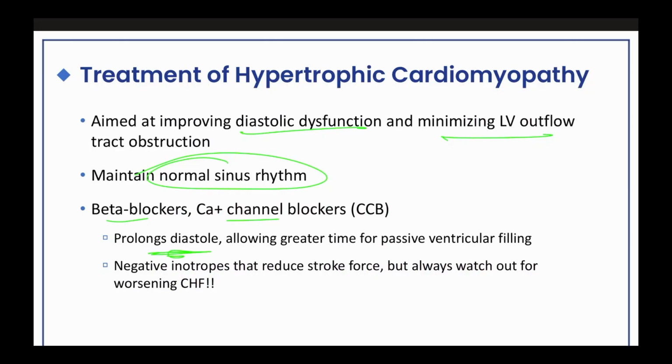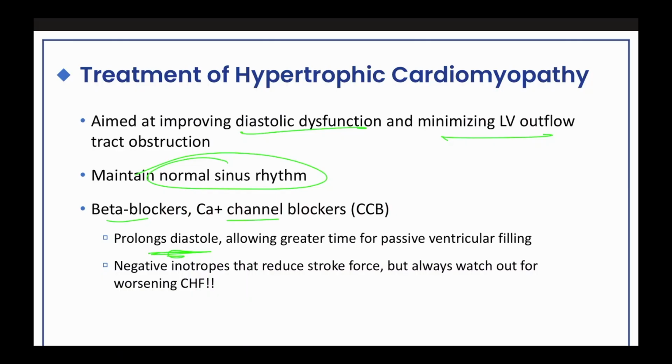Remember, everything is a cycle. If your heart rate is 60 beats per minute, you have 1 second to get everything done. If your heart rate is 90, then you have less than a second to get everything done, with less filling time. So when you lower the heart rate, it allows for better filling.